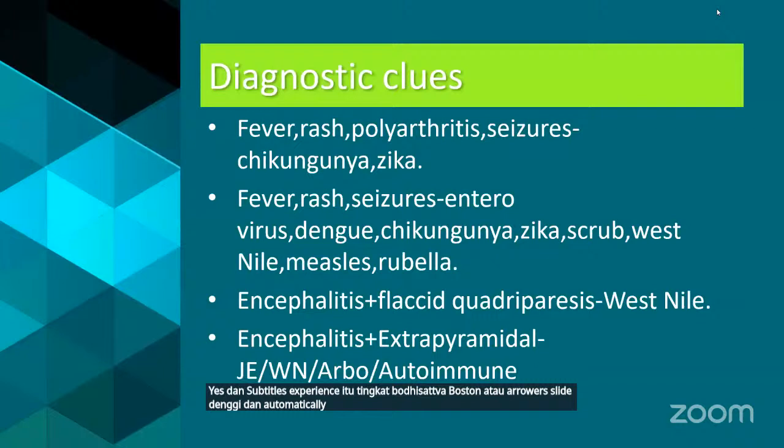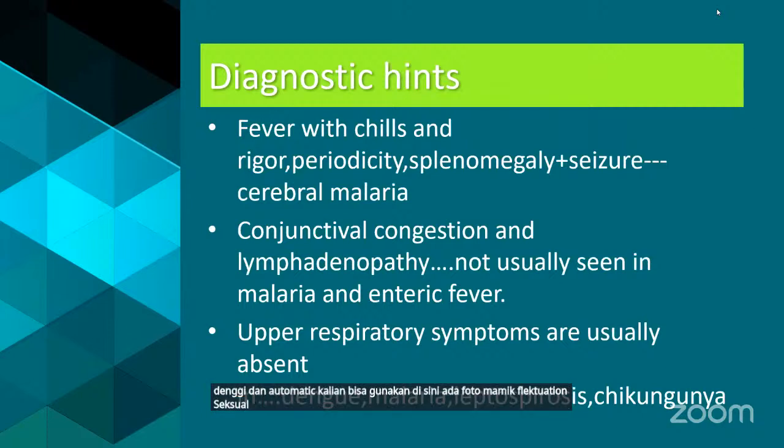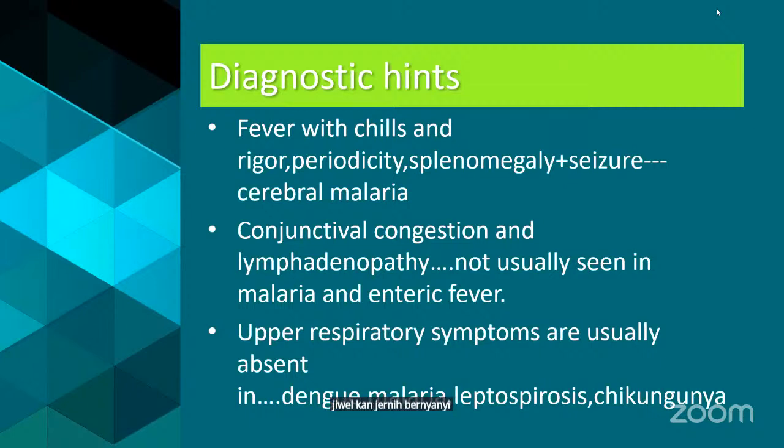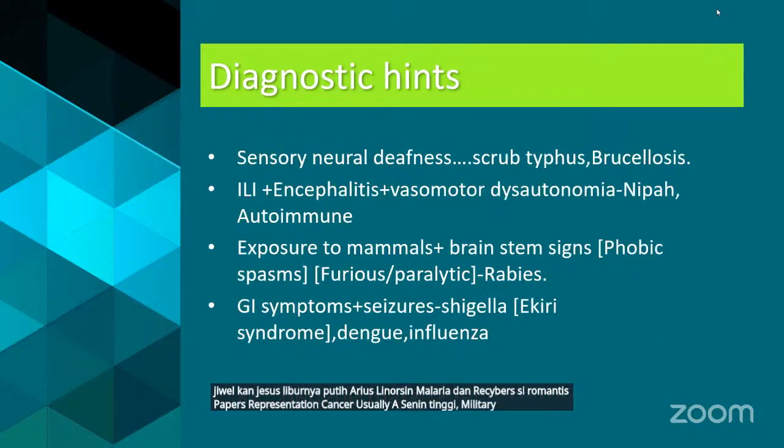Autoimmune encephalitis also has a propensity for the basal ganglia, and patient can present with all sorts of dyskinesias and autonomic fluctuations, etc. Fever with chills and rigor, periodicity, spinal seizures, and all of you are familiar with. We need to rule out cerebral malaria. Conjunctival congestion, lymphadenopathy are usually not seen in malaria and enteric fevers. Certain clinical features which can help us in zeroing in on the diagnosis. Upper respiratory symptoms are usually absent in dengue, malaria, lepto, and chikungunya.